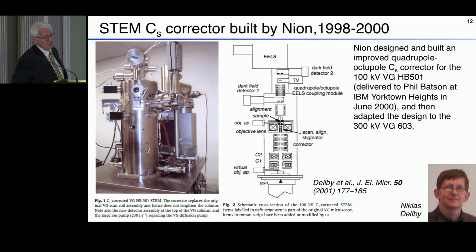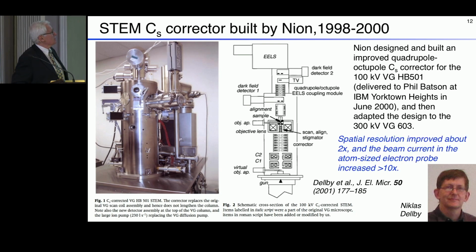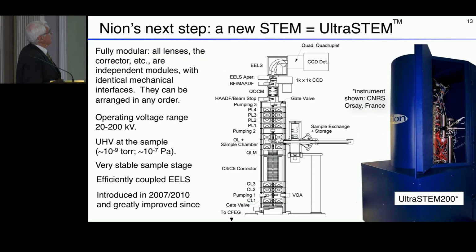And we delivered the first one to IBM Yorktown Heights. So we switched to industrial funding. People would send us an order. One of them, I think number 3, went into a 300 kV VG STEM at Oak Ridge National Lab, and it reliably improved the spatial resolution by about 2 times. So by the time this microscope was built, they got down to 2 angstrom resolution, so improved it 2 times, to I used to think 1 angstrom at 100 kV.